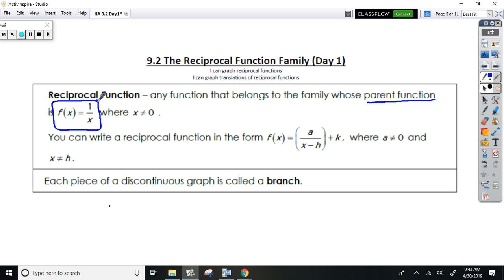Notice it does say that x cannot equal 0. What would happen if x did equal 0? What is 1 divided by 0? Nope. It's not a number. Error. What does error stand for? It starts with a U. Undefined.